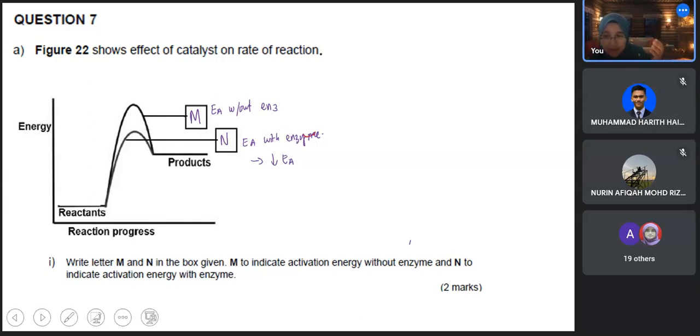As you can see, the activation energy is higher compared to N, which is the activation energy for the reaction that is catalyzed by enzyme.